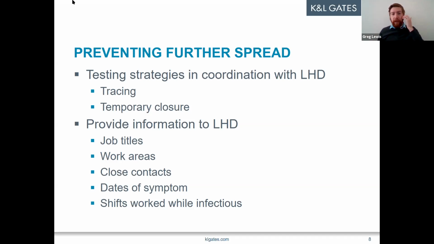And as I mentioned on the previous slide, some information that the local health director is certainly going to want: job titles, work areas, close contacts. We're going to define that term a little later in the presentation. Dates of when the symptoms first began. That's very important for tracking the incubation period. We don't just base the infection on the day that the symptoms first began developing, but 48 hours prior. And shifts worked while infectious, not just when the symptoms began, but for that 48-hour period before. That helps to develop the tracing mechanisms that the local health director will want to implement. Next slide, please.